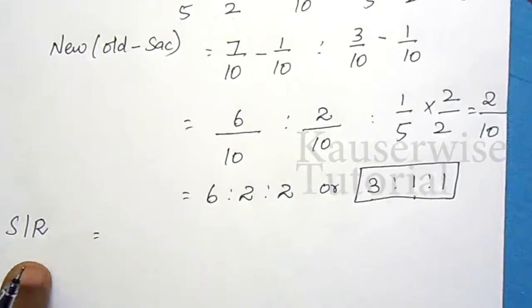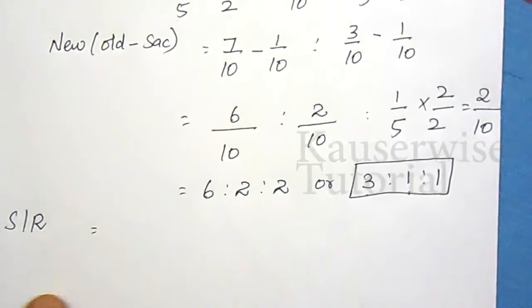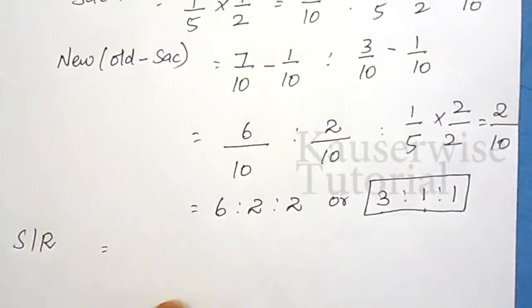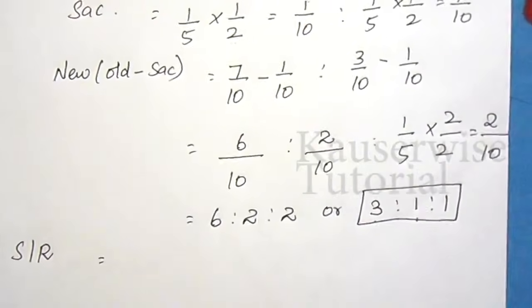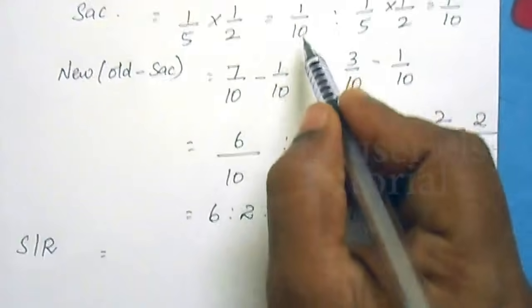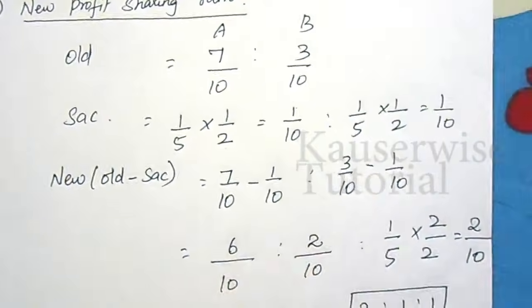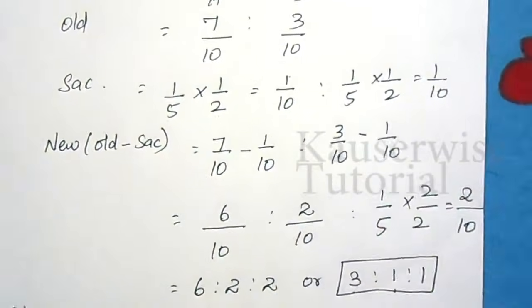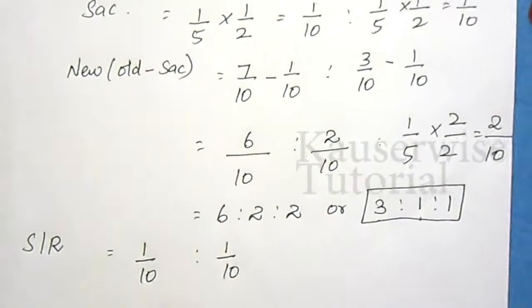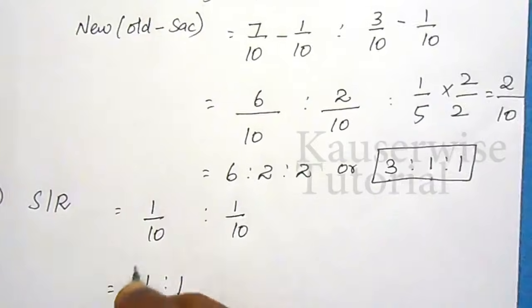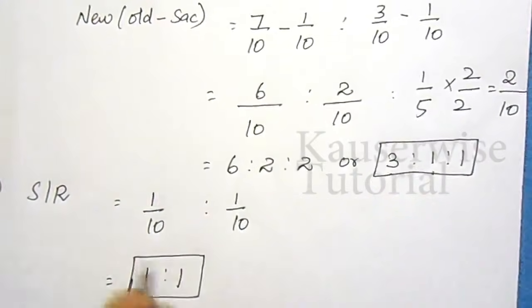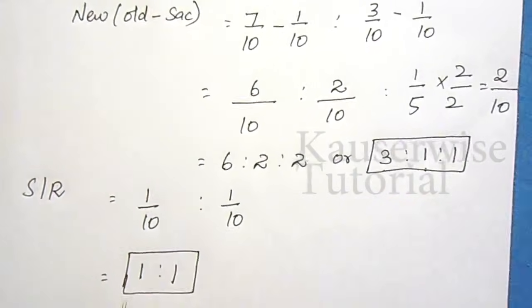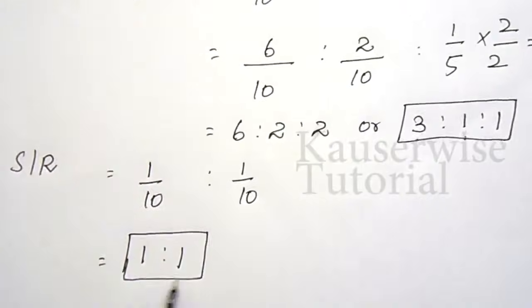Now we need to calculate the sacrifice ratio. So in this problem, both the partners equally contributed or equally sacrificed. So A, how much is sacrificed? 1/10. B also sacrificed the same value, 1/10. So their ratio is 1:1. So equally they have sacrificed their share to the new partner. So sacrifice ratio is 1:1.